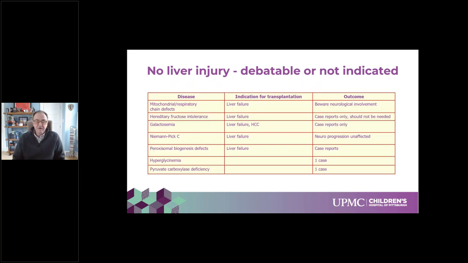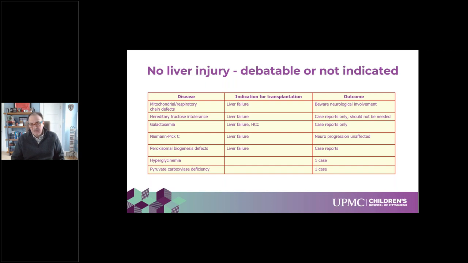And finally, those that are very debatable. I'll talk a little bit more about mitochondrial conditions. Those are always very difficult because even in the face of liver disease with no apparent neurological involvement, other tissues can be involved later on, and outcomes may be poor because of that. Galactosemia and fructose intolerance really shouldn't need transplanting because they should be identified and managed appropriately.